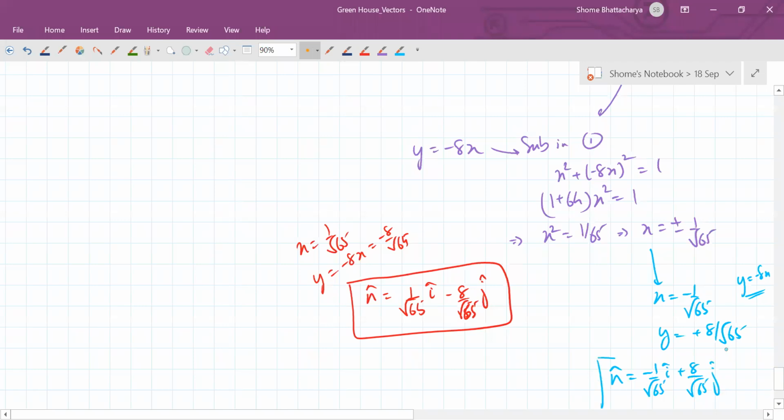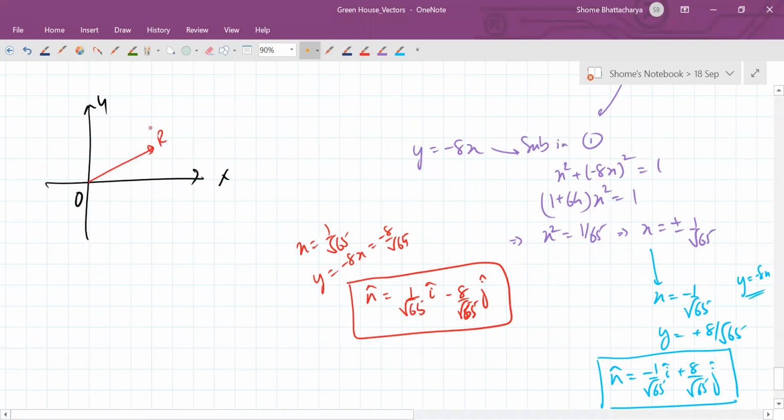So there are two such vectors which satisfy this condition, and the reason for that is very simple: if you just visualize this problem in the xy plane, my vector r is something like this. That is the vector which was 16 i cap plus 2 j cap, whatever that was. So I could have a unit vector like this, having a negative x component and a positive y component. So that would be this one actually.